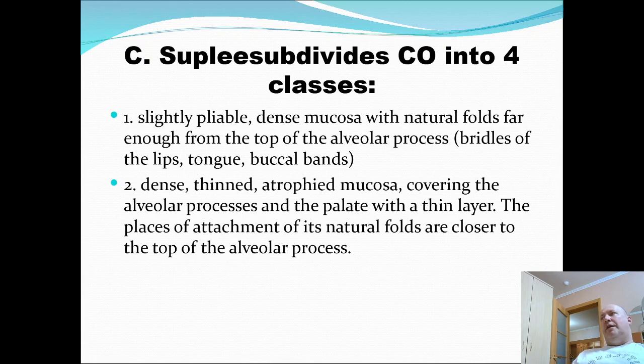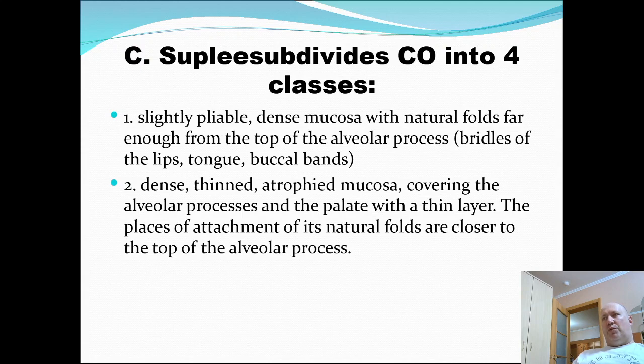Supple divides mucosa into 4 classes. First, slightly pliable, dense mucosa with natural folds far enough from the top of the alveolar process, bridles of the lips, tongue, buccal bands. The second one, dense, thinned, atrophied mucosa, it's not very good, covering the alveolar processes and the palate with a thin layer. The places of attachment of its natural folds are closer to the top of the alveolar process.